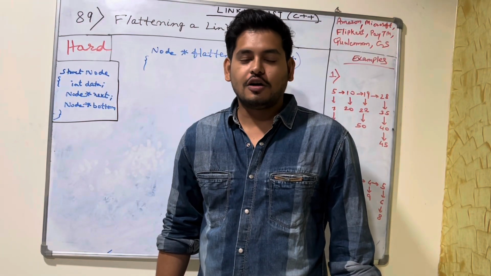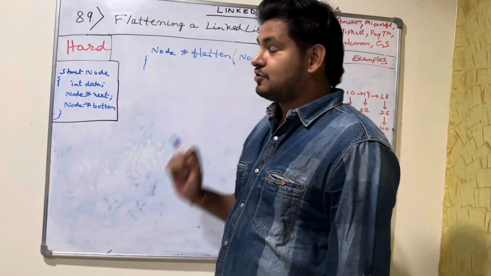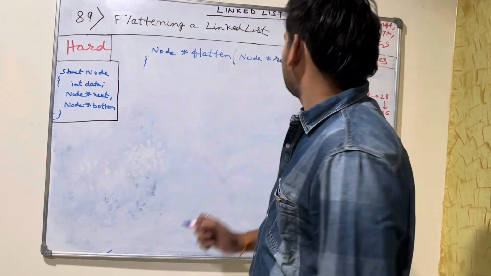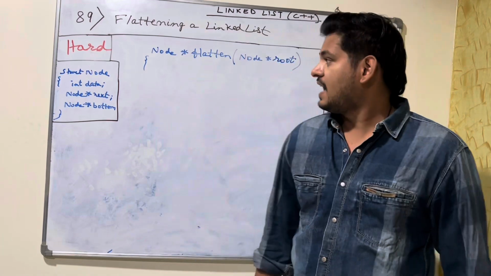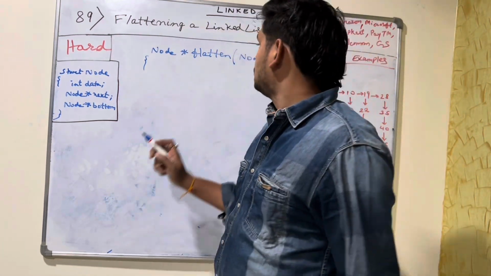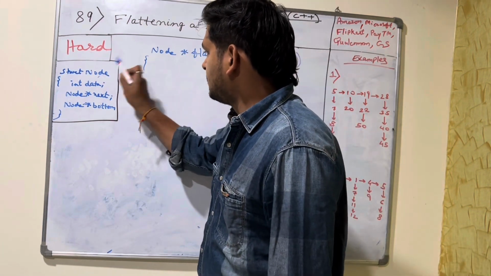Today we are going to solve the 89th question of the problem solving series and the 14th question of the topic linked list. The difficulty level for this question is hard and this question has been asked in Amazon, Microsoft, Flipkart, Paytm, Qualcomm and Goldman Sachs and many other companies. Flattening a linked list.